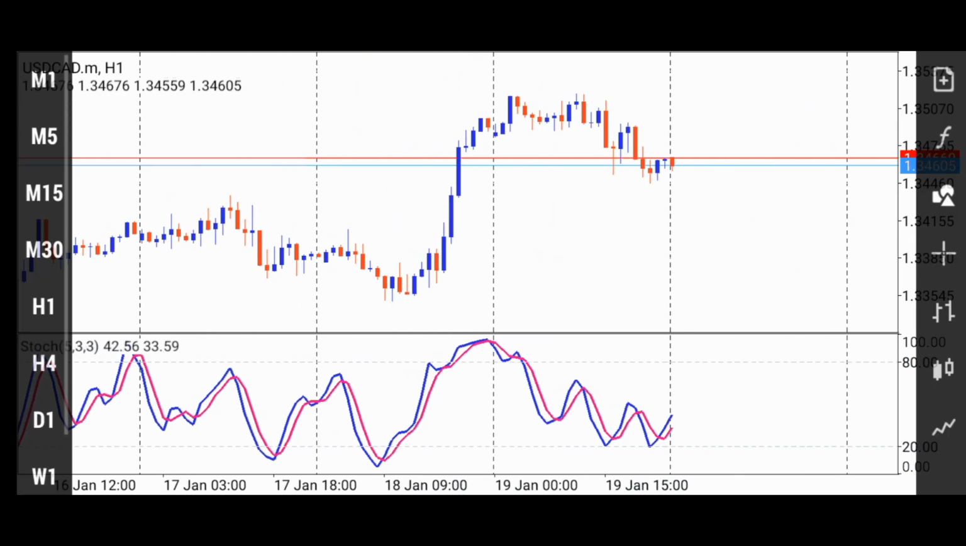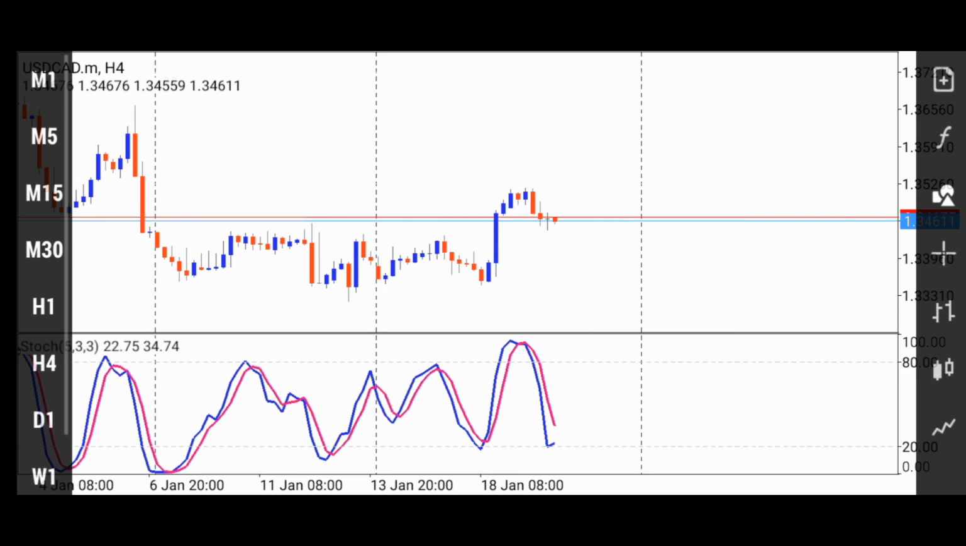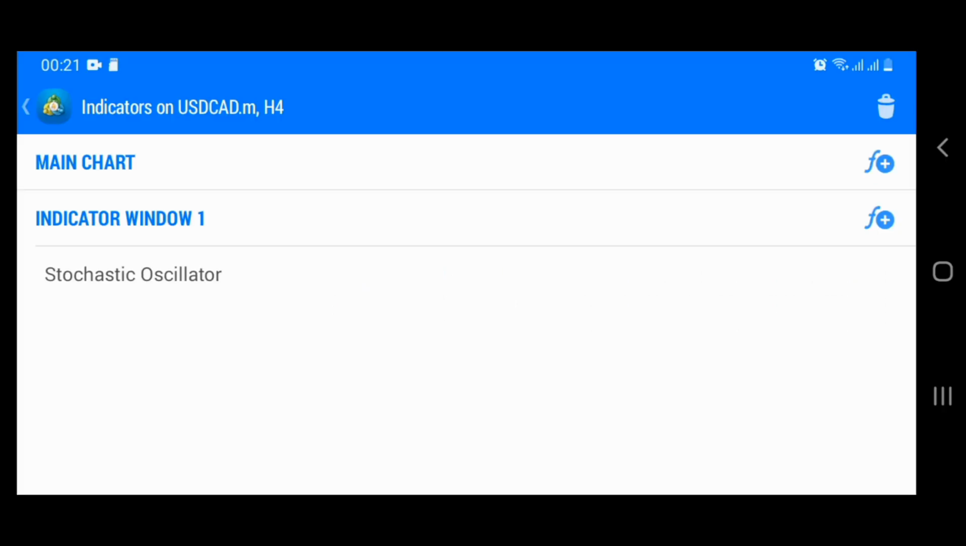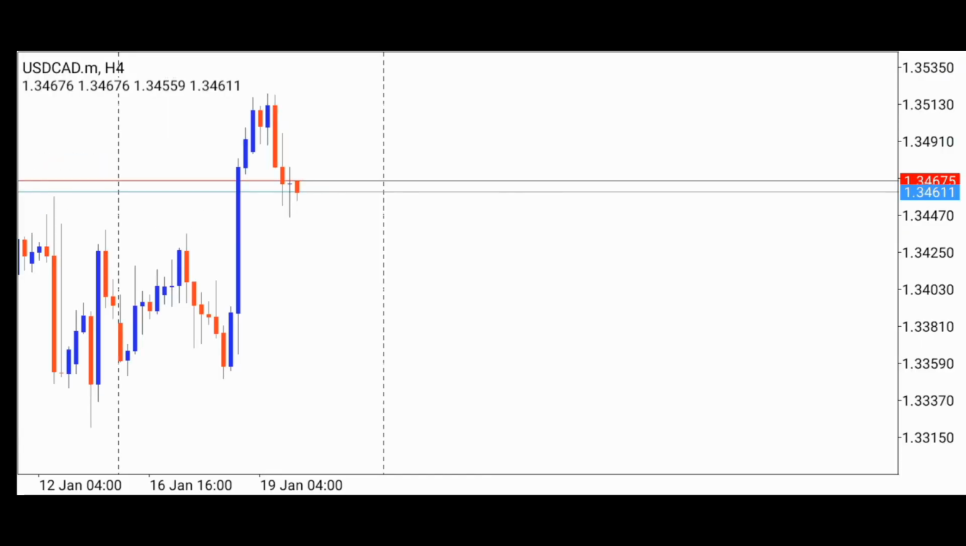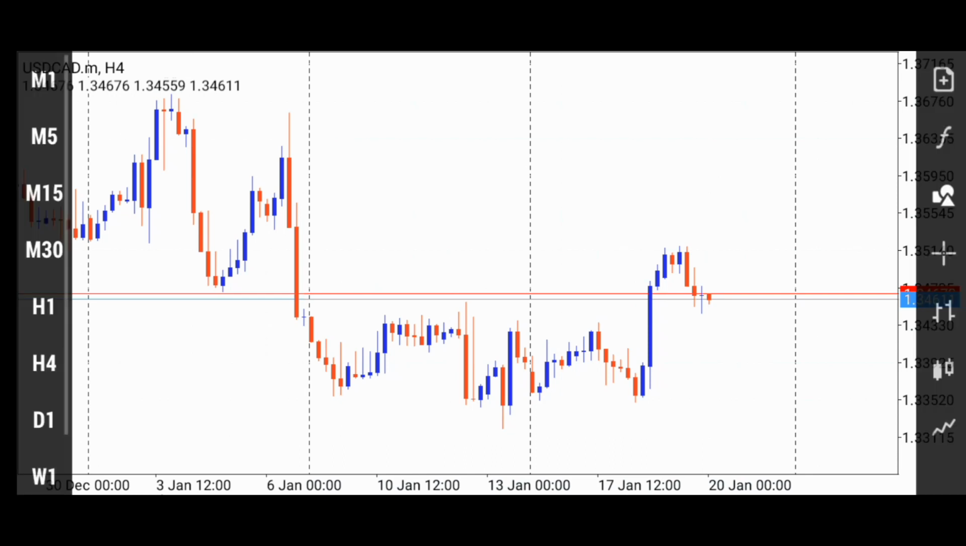Okay, so I'm going to go to a 4 hour time frame, and I'm going to teach you guys how to set an indicator. Now we are teaching you how to set up the stochastic indicator. Now you're going to click here.